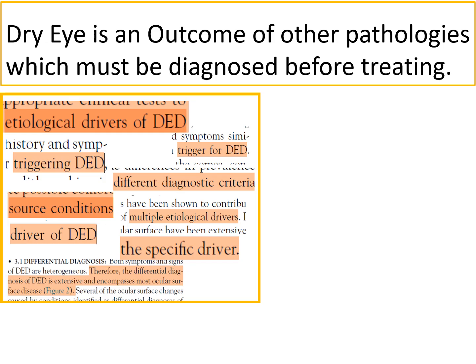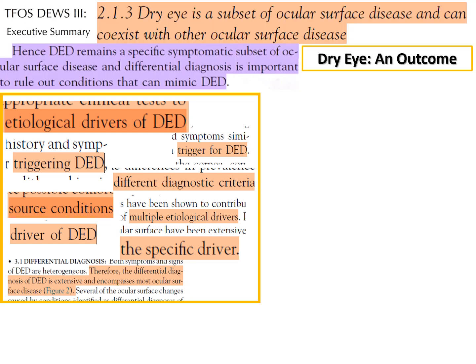So dry eye is clearly an outcome. It is the causal mechanisms a clinician must diagnose if they are to successfully manage the problem. And to repeat, Dews actually state this important principle. They say, hence, dry eye disease remains a specific symptomatic subset of ocular surface disease, and differential diagnosis is important. A simple statement representing a bucket load of work. To me, the entire Dews exercise is tail wagging the dog.